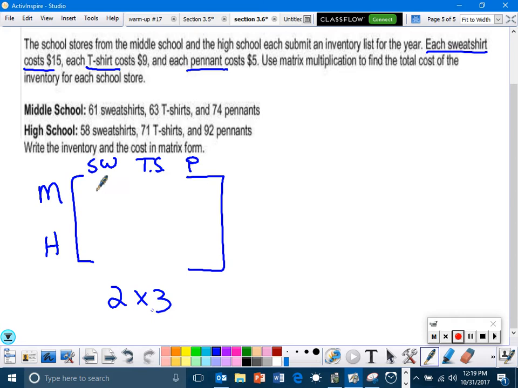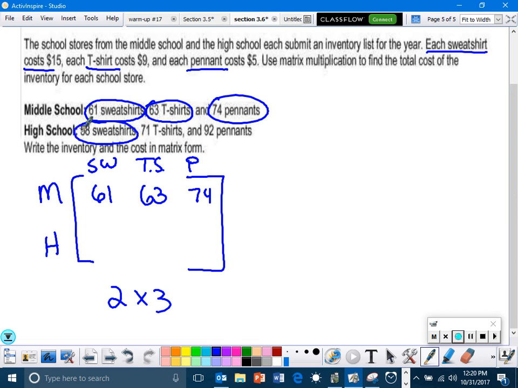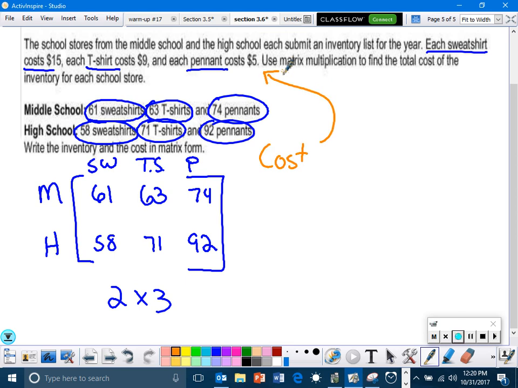So the middle school has 61 sweatshirts, 63 t-shirts, and 74 pennants. The high school has 58 sweatshirts, 71 t-shirts, and 92 pennants. So the first matrix is for the inventory. The second matrix has to be the cost, which is given up in the first paragraph.